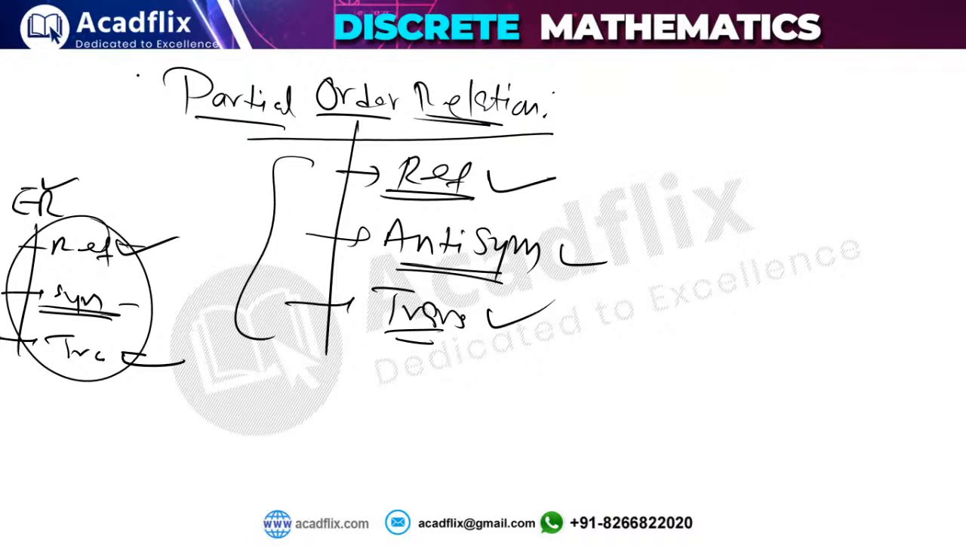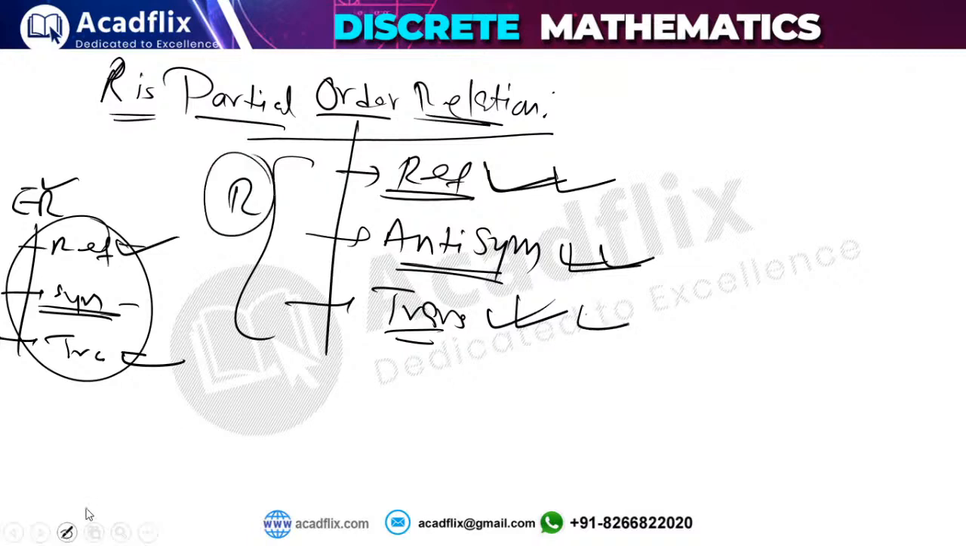A relation R is a partial order relation if R satisfies all these three properties: reflexive, antisymmetric, transitive. You should check all these three properties and verify whether they are satisfied or not. If all three are satisfied, then you will say that R is a partial order relation.